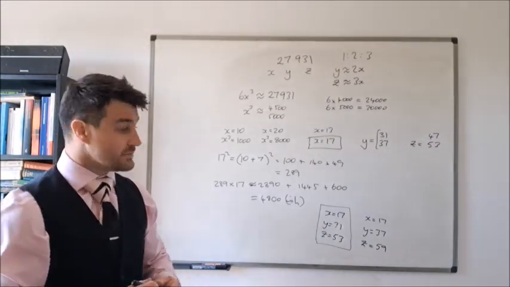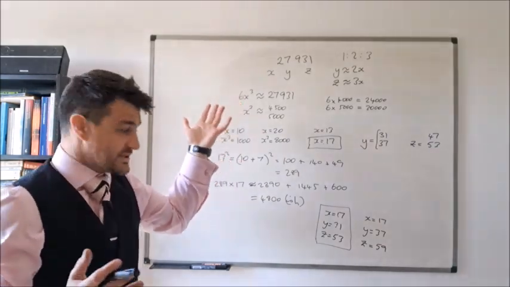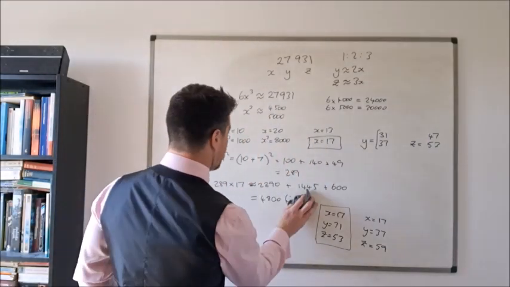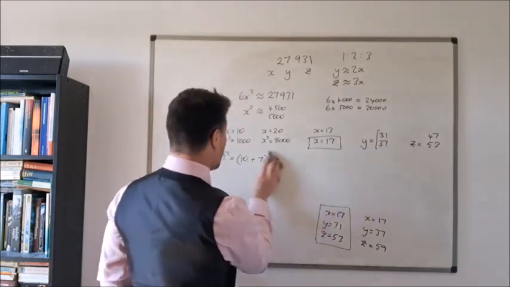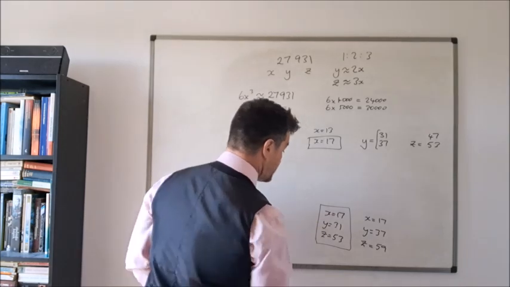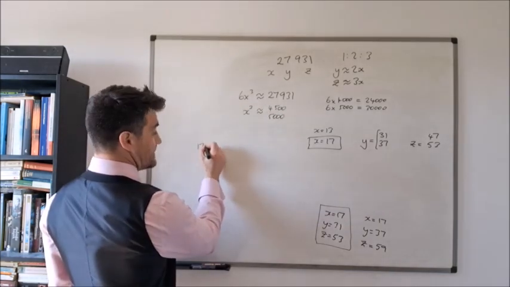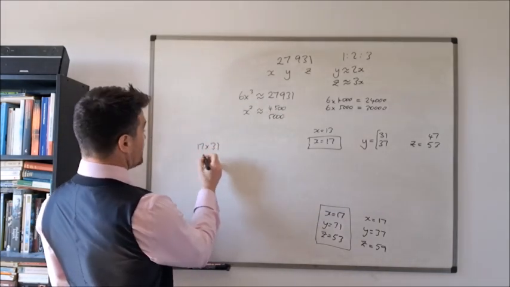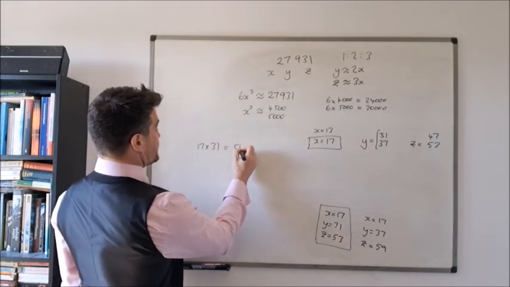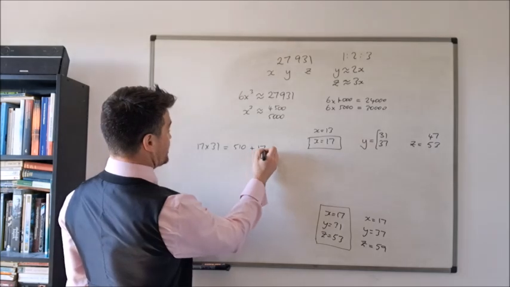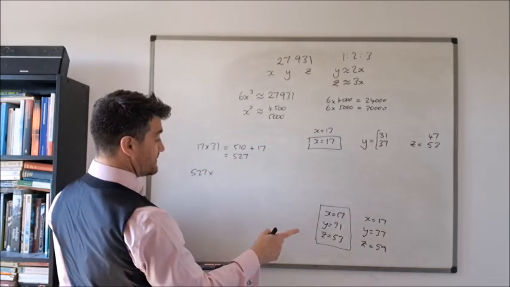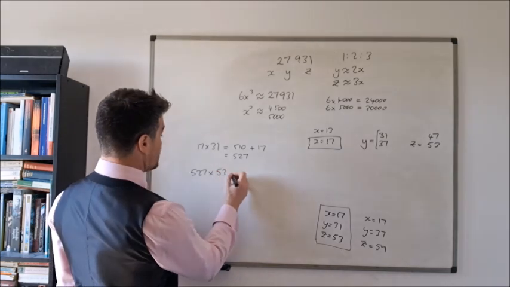How do I know? Well, I've got to check. That's the only thing that I can do. So let's find what the product of 17, 31, and 53 is. And now I do need to calculate precisely. So 17 times 31. 17 times 3 is 510 plus 17, so that's going to be 527. So 527 times 53.